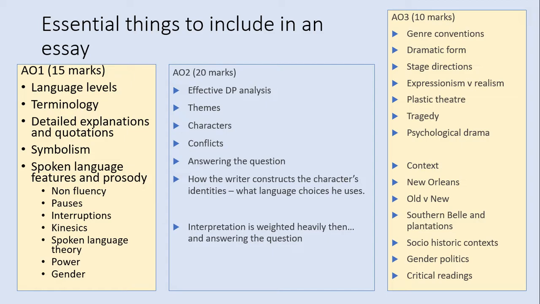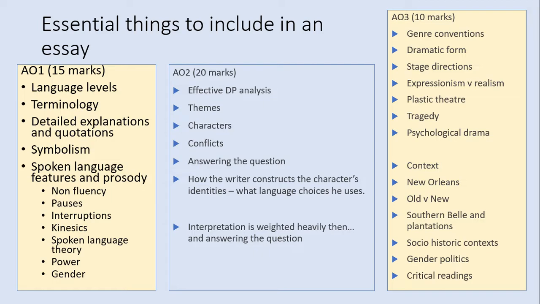AO3, unlike the Handmaid's Tale in Section B of Paper 1, is the least dominant criteria, however it is still 10 marks. So you need to make sure you are covering two elements. The first is genre conventions, which includes elements of theatre form and genre, for example discussing whether this is realism or expressionism or a mixture of both, remembering that Tennessee Williams' own version of the genre is this idea of plastic theatre, and linking other genres as well, for example tragedy or psychological drama.